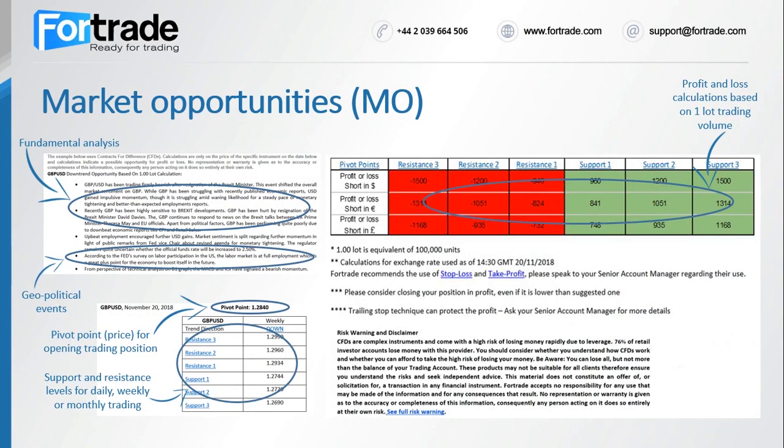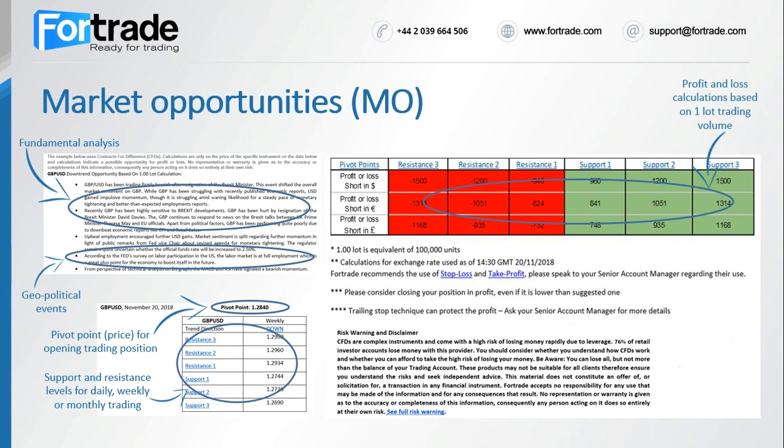So here's an example of a market opportunity. You can see some fundamental analysis on what's going on with the pound-dollar currency pair. Below you can see some geopolitical events that can influence the currency pair, such as the resignation of the UK Brexit minister in this instance, or positive figures in the US.